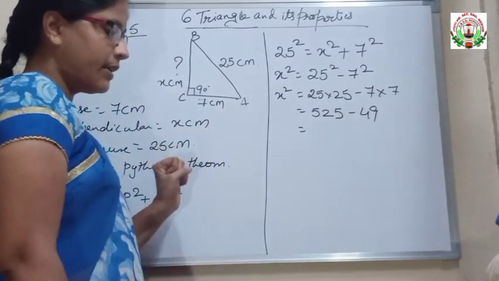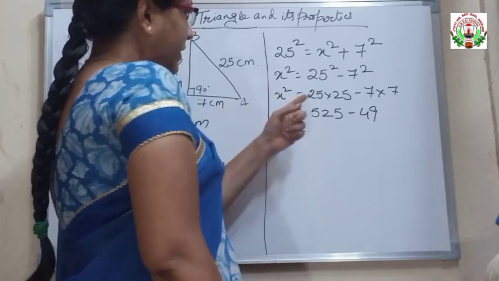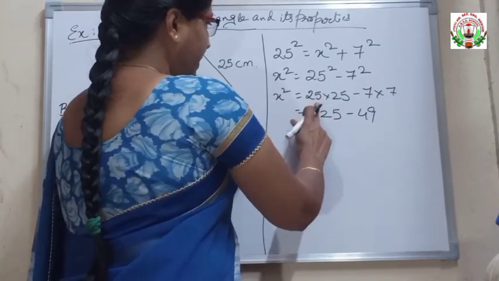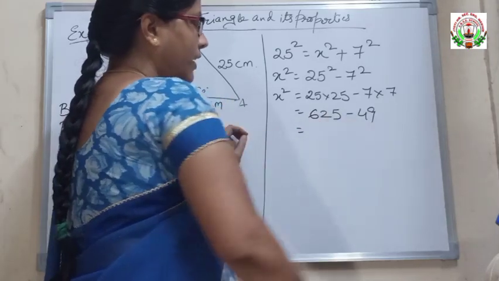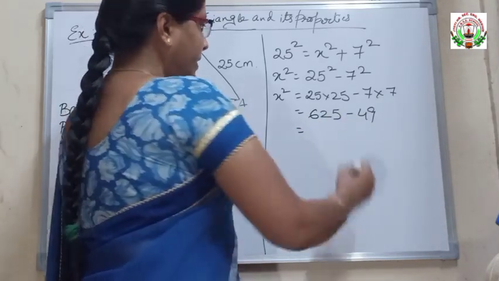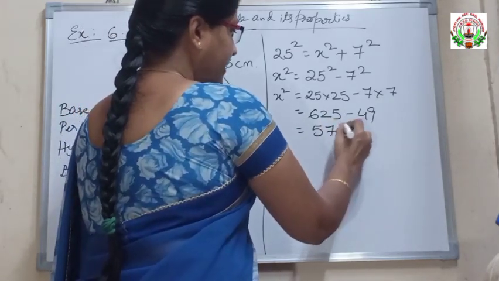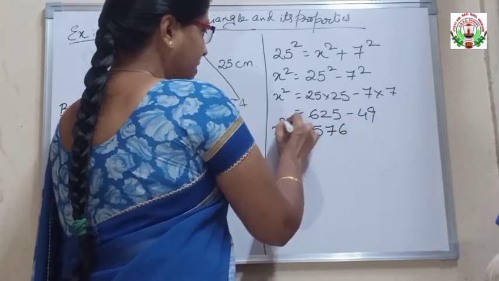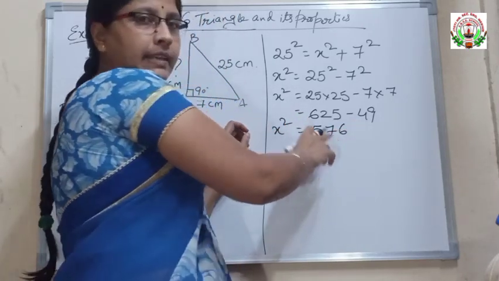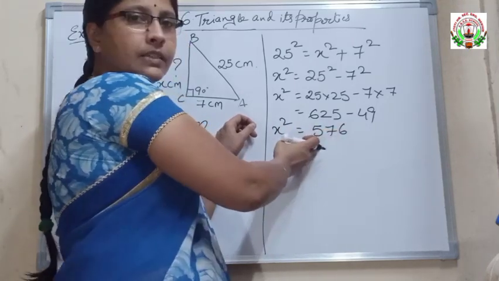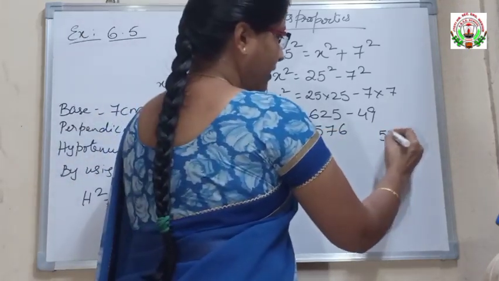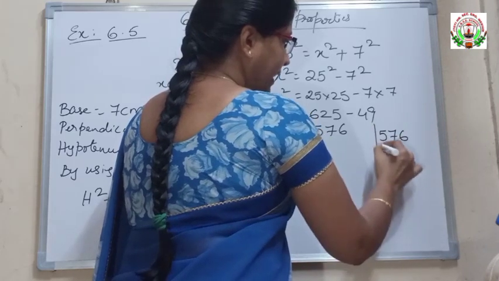25 into 25 is 625. 625 minus 49 will be 576. So x square is 576. Like in the first question, let us find the square root of this 576 again by the LCM method.